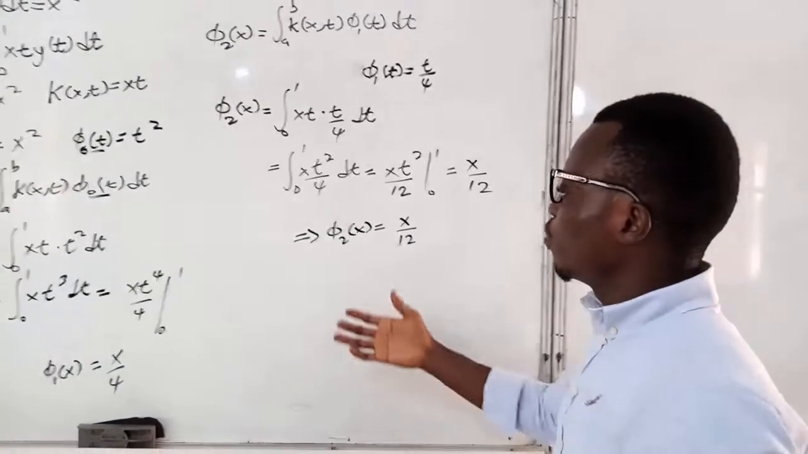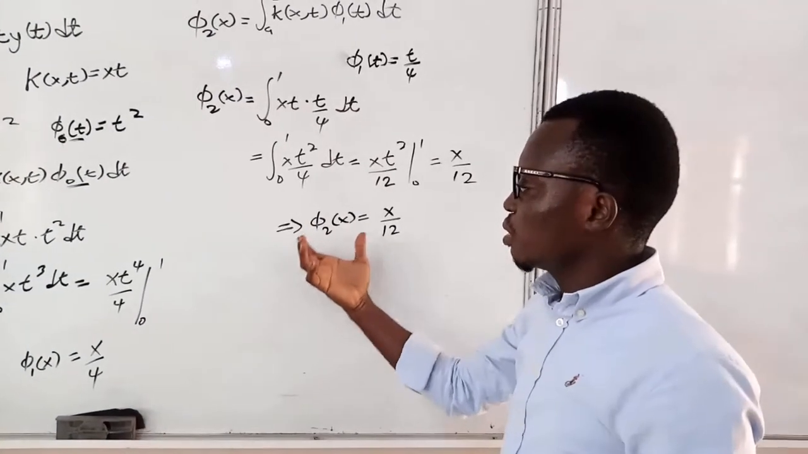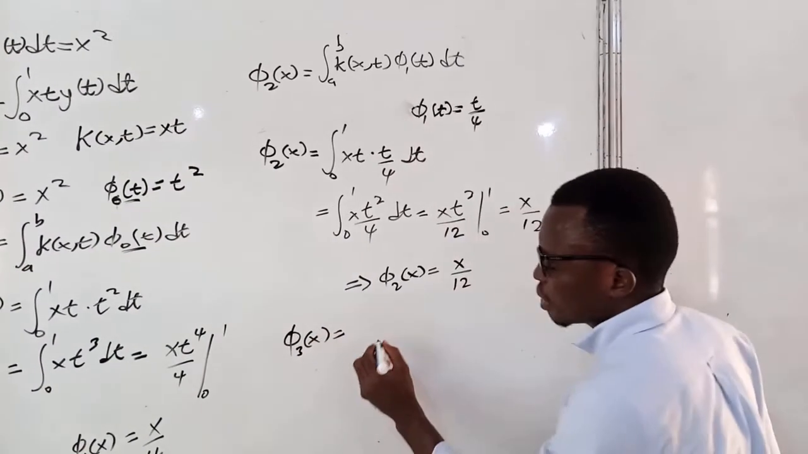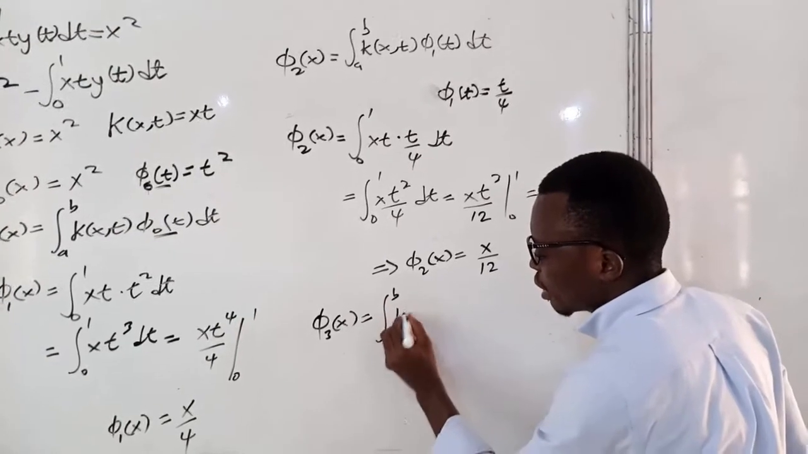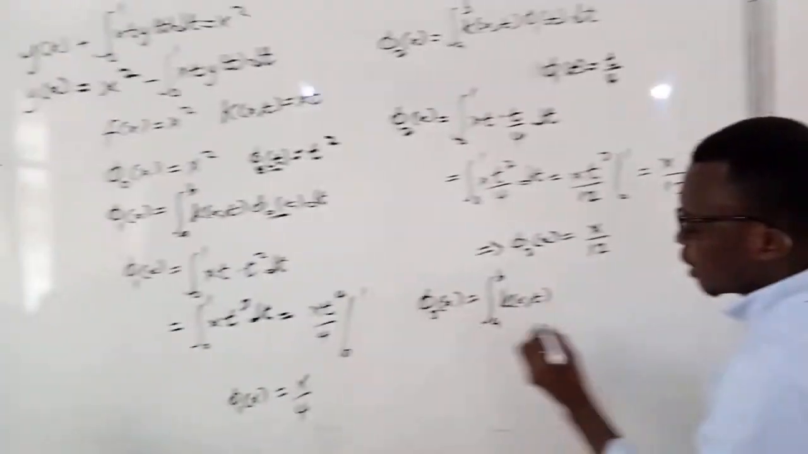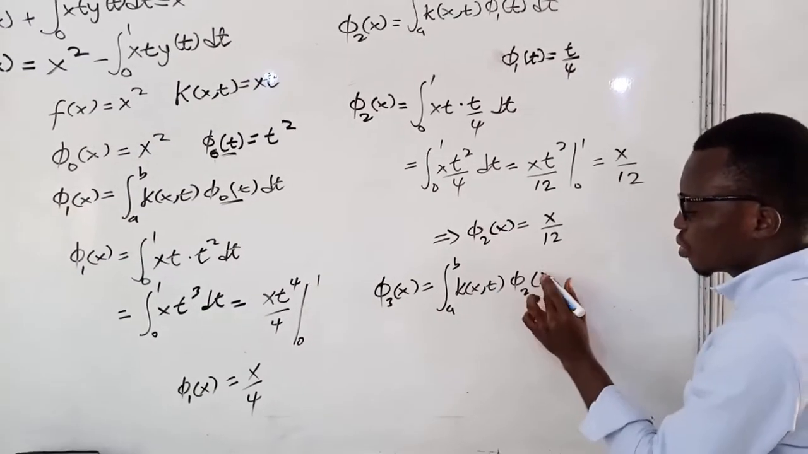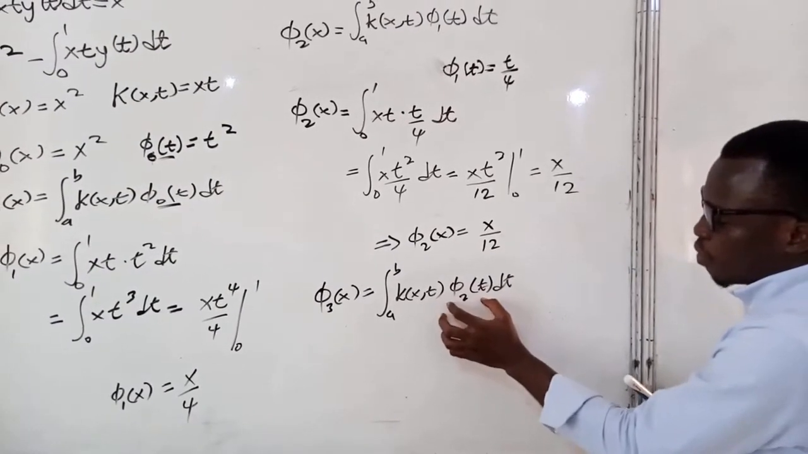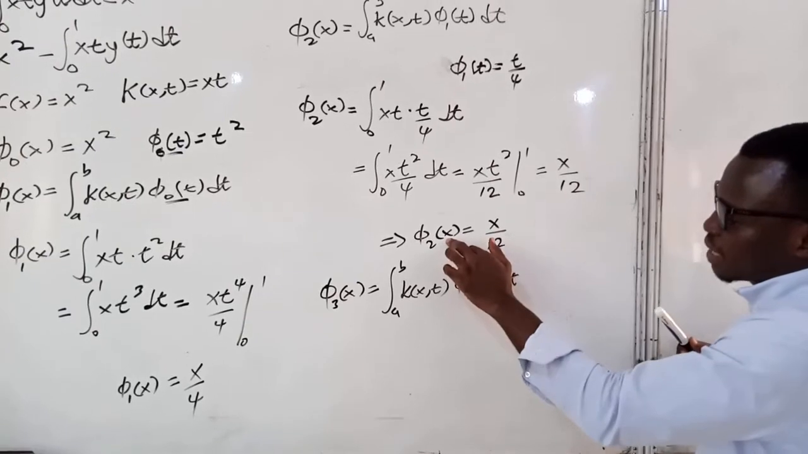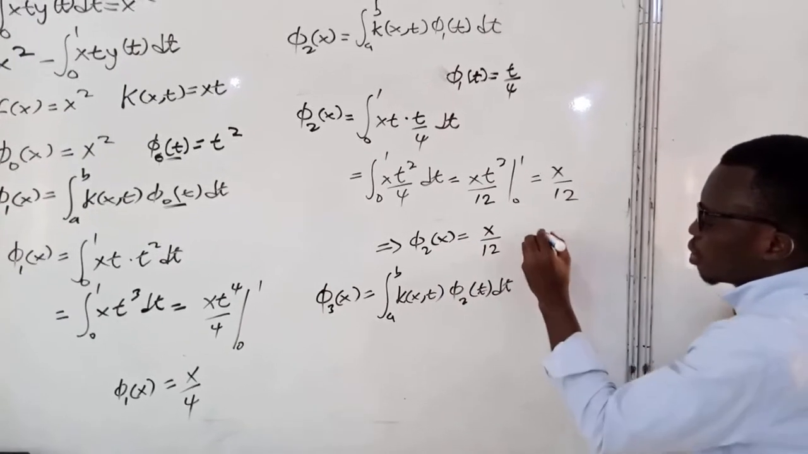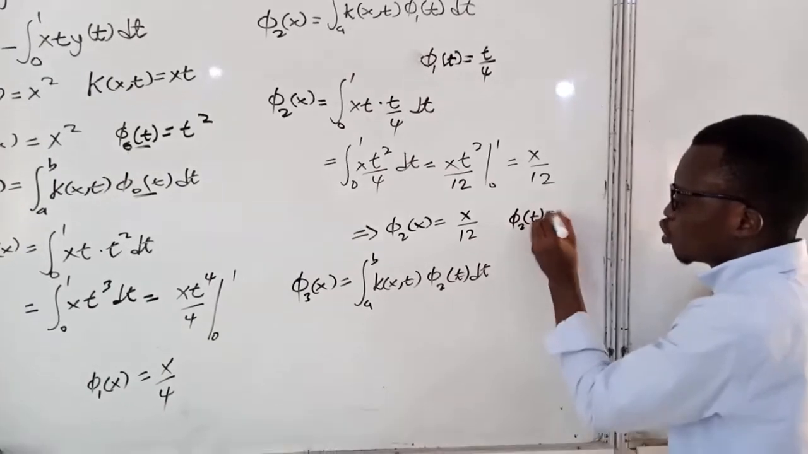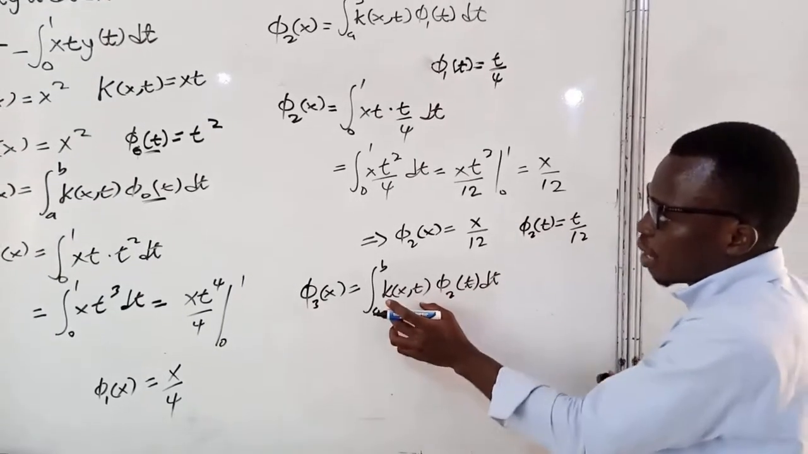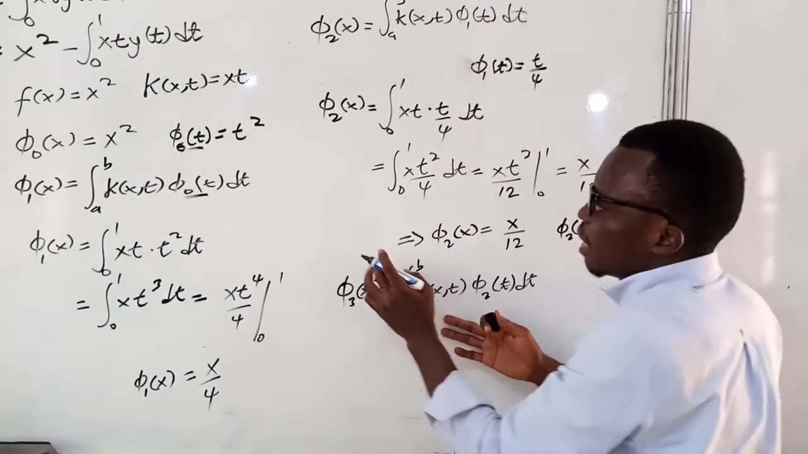Now we need to look for our last phi, which is this. Now phi 3 of s is the same as the integral from a to b of k of st times phi 2 of t dt. We need to find our phi 2 of t, so let's change this x here to t. We're going to have phi 2 of t equal to t over 12. I have to substitute this phi 2 of t into this equation, and our kernel, which is st, into this equation.